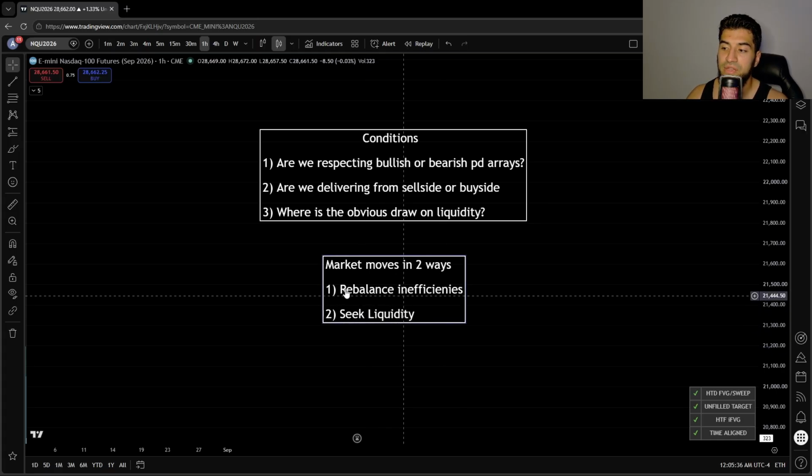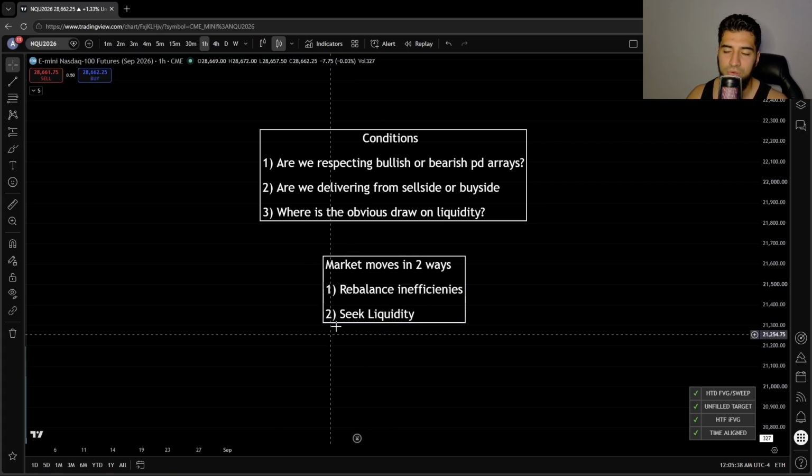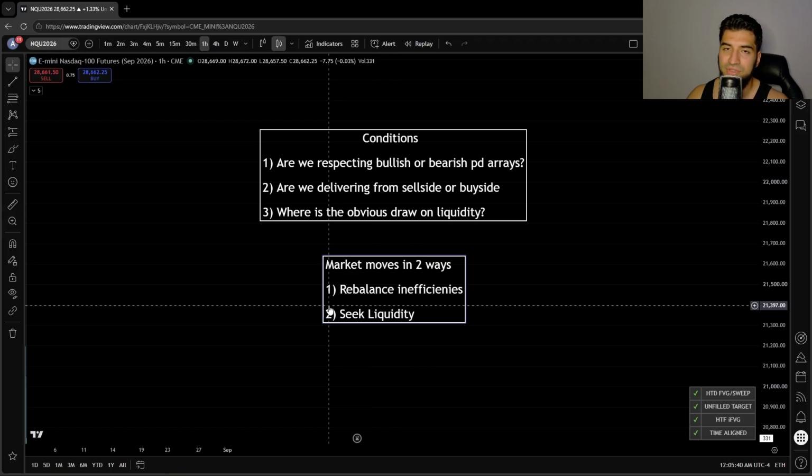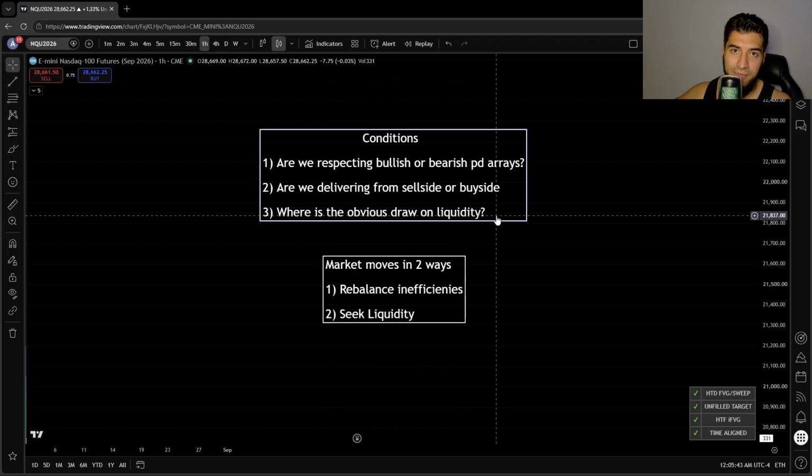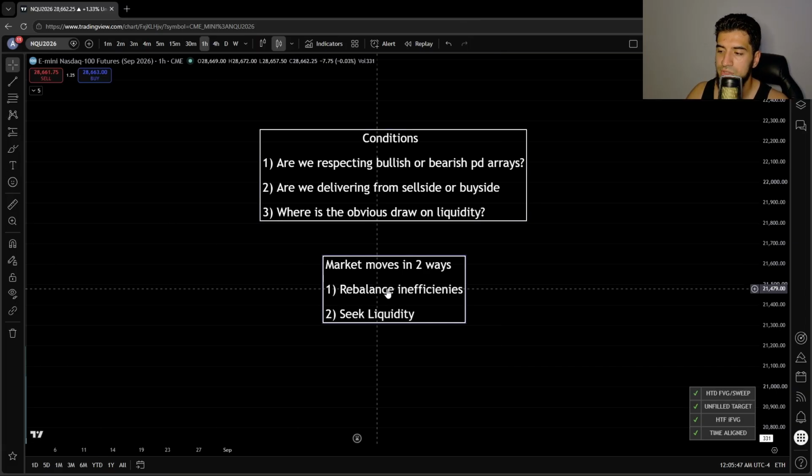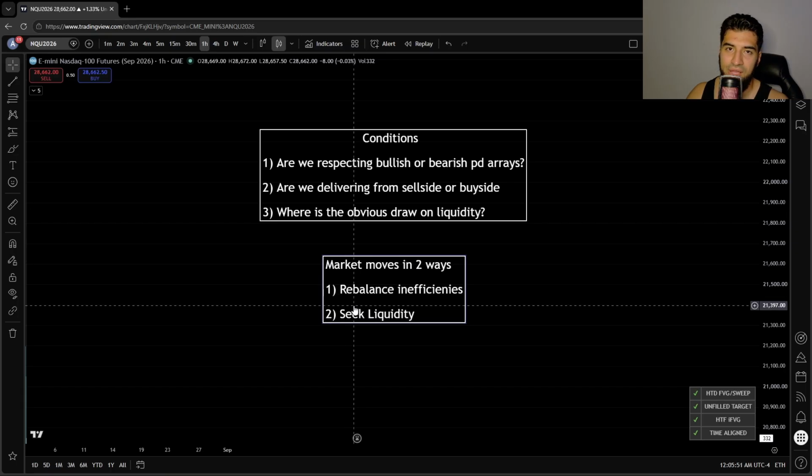However, if it did take out a certain high or a low, then you'll most likely be looking for some sort of a rebalance of price, pulling back down or pulling back up higher. And now you'll be looking more towards trades rebalancing those fair value gaps. So those are the main two questions you have to ask beforehand.